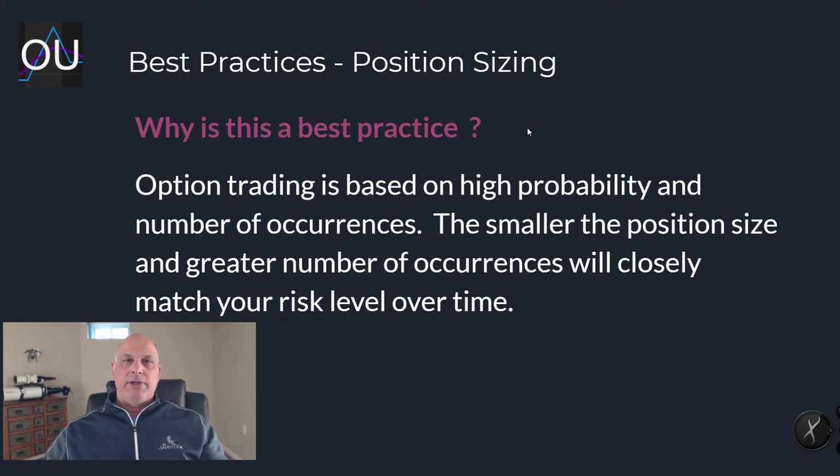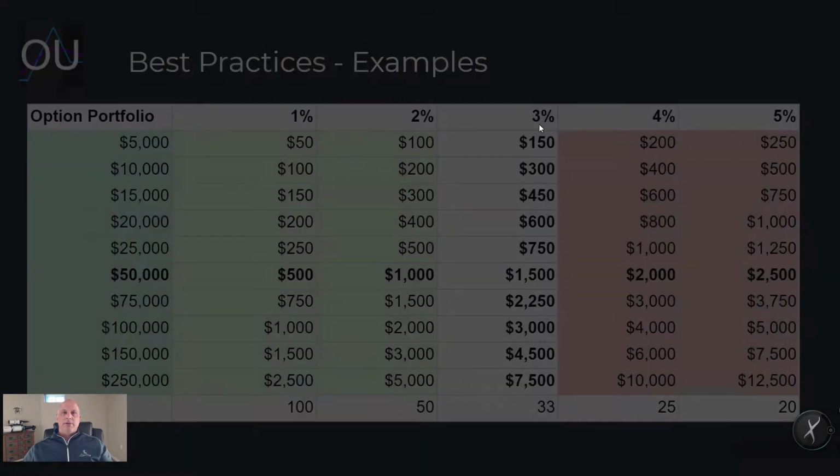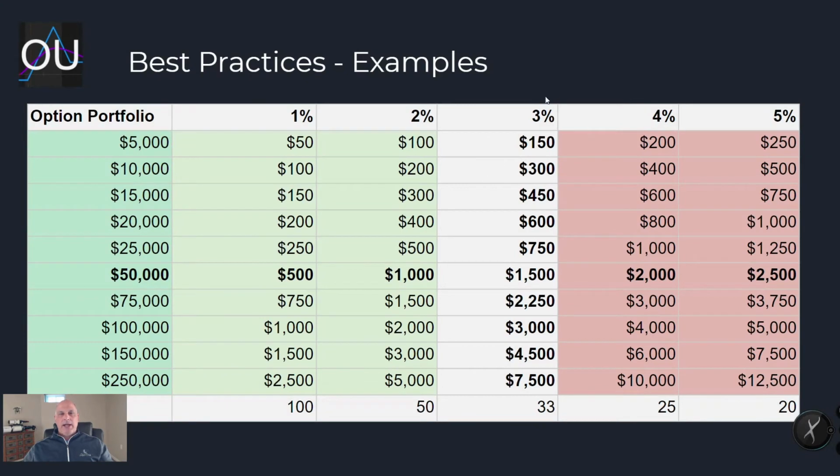And so it's up to you to decide that risk tolerance, but you just have to keep in mind that the more occurrences over time will converge, if you will, and closely match your risk level over time. So let's look at a typical chart that people show when they talk about position size for option trading.